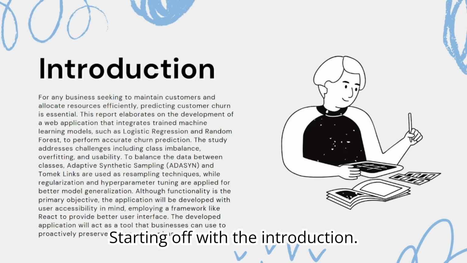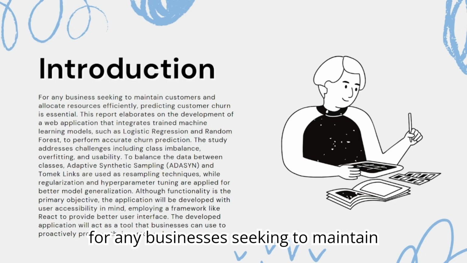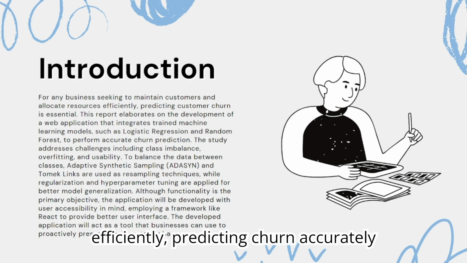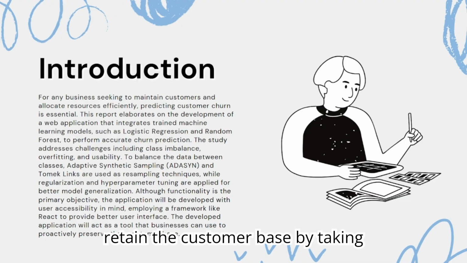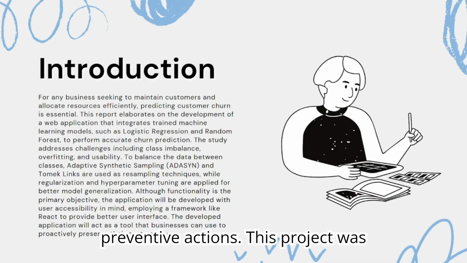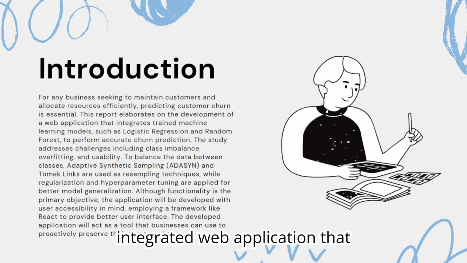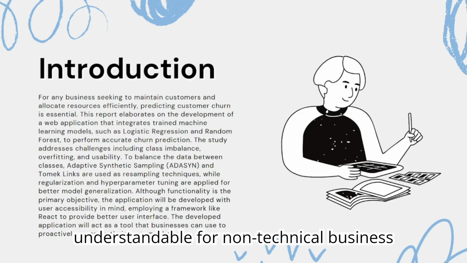Starting off with the introduction, retaining customers is an important aspect in today's competitive market and for any businesses seeking to maintain their customers and allocate resources efficiently. Predicting churn accurately can be a massive help to proactively retain the customer base by taking preventive actions. This project was done in order to build a machine learning integrated web application that can predict churn and at the same time also making it usable and understandable for non-technical business users.